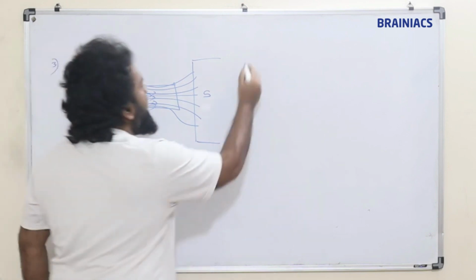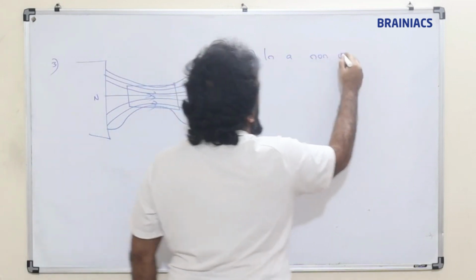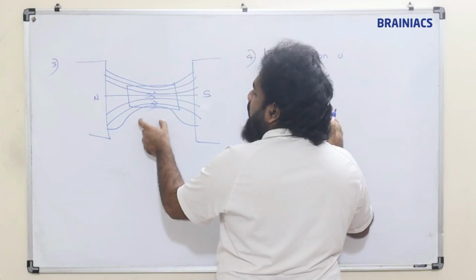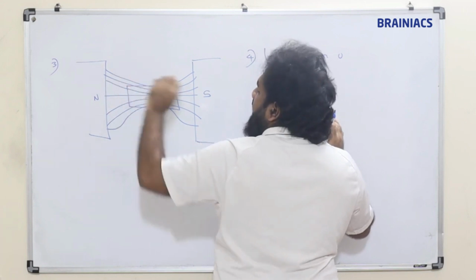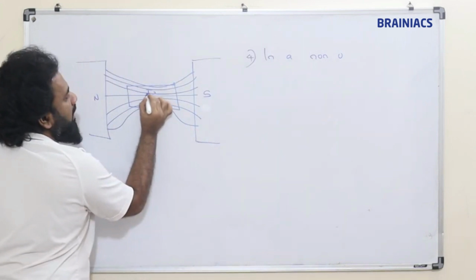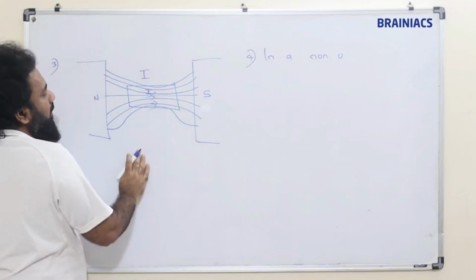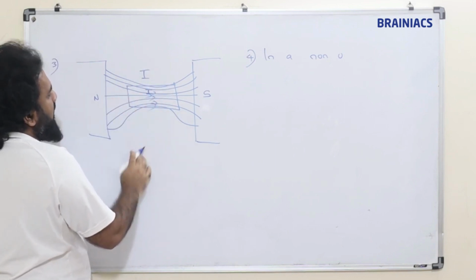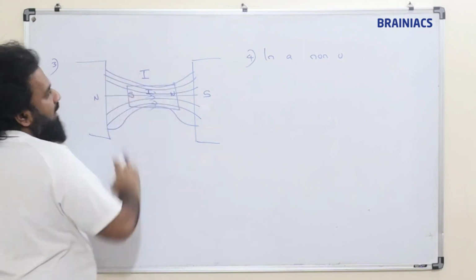Number 4. If we keep a ferromagnetic material in a uniform magnetic field, the maximum number of magnetic field lines will be attracted towards it. This is because the I is very strong. Clear or what? So this will be attracted like anything. This is south, this is north, and it is very strong, so maximum field lines will be attracted.